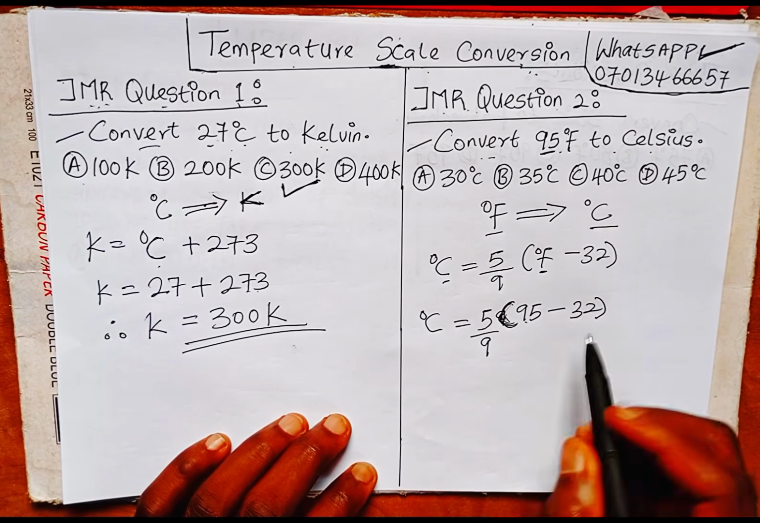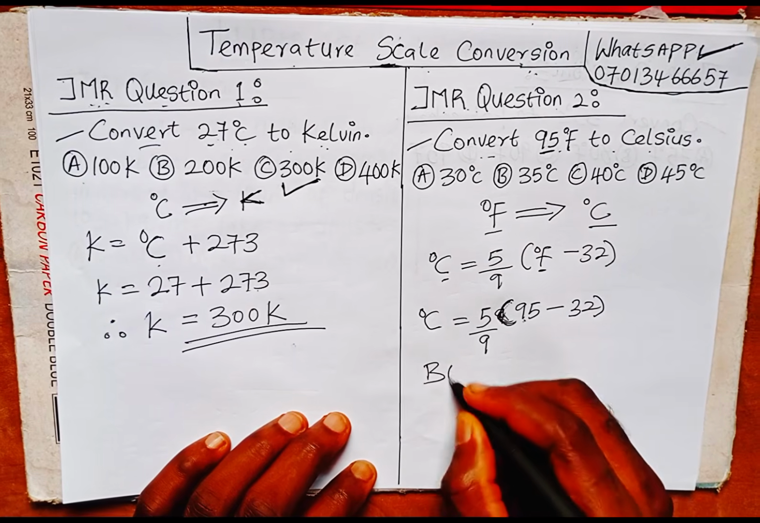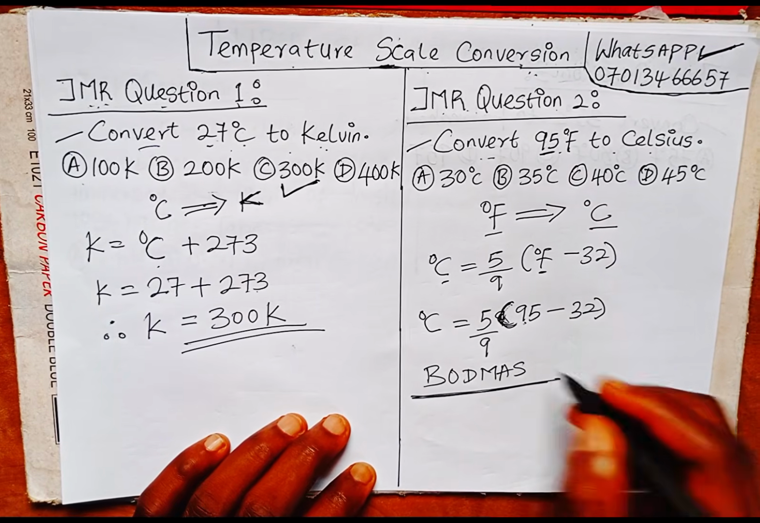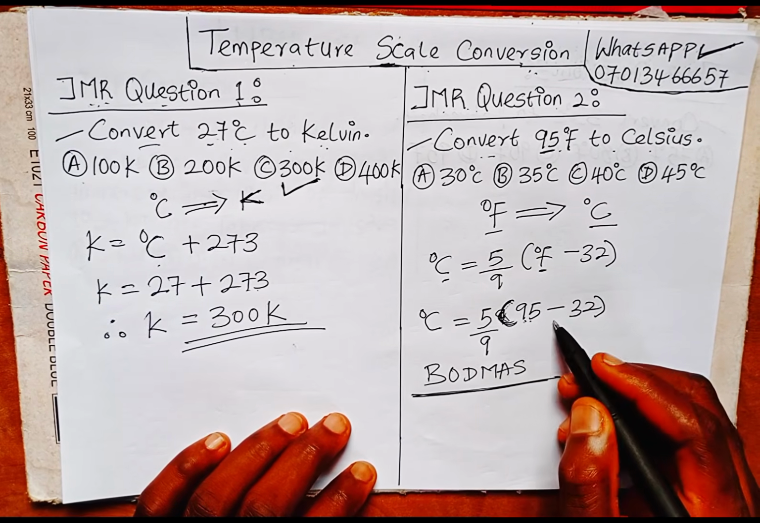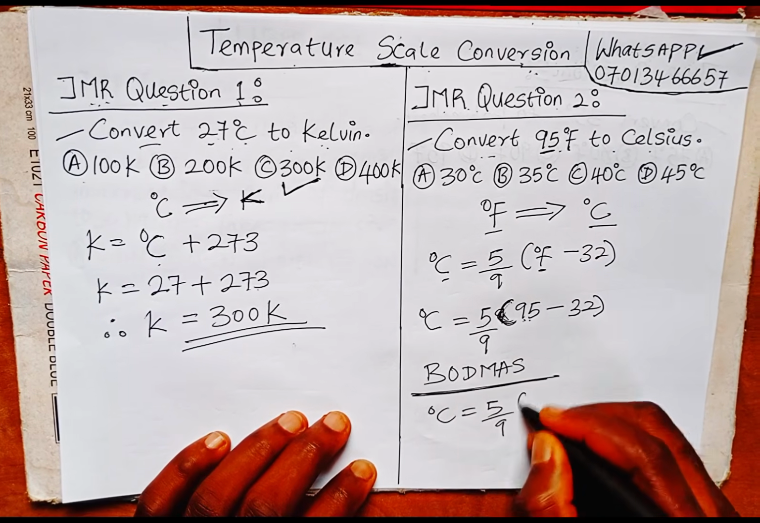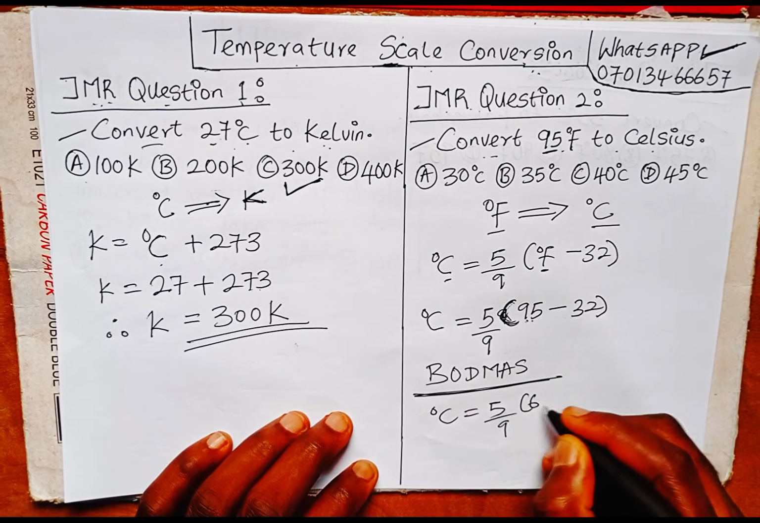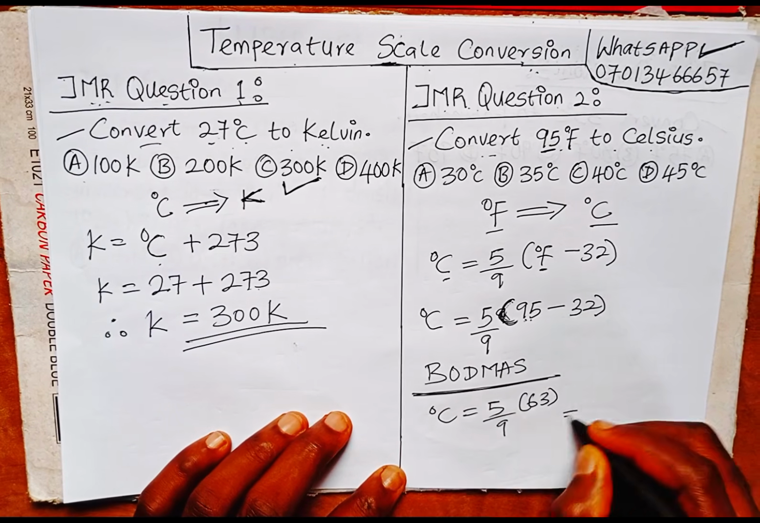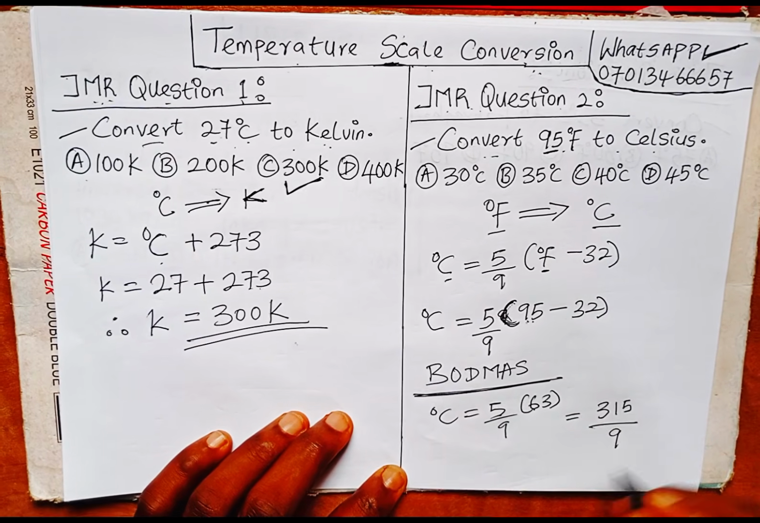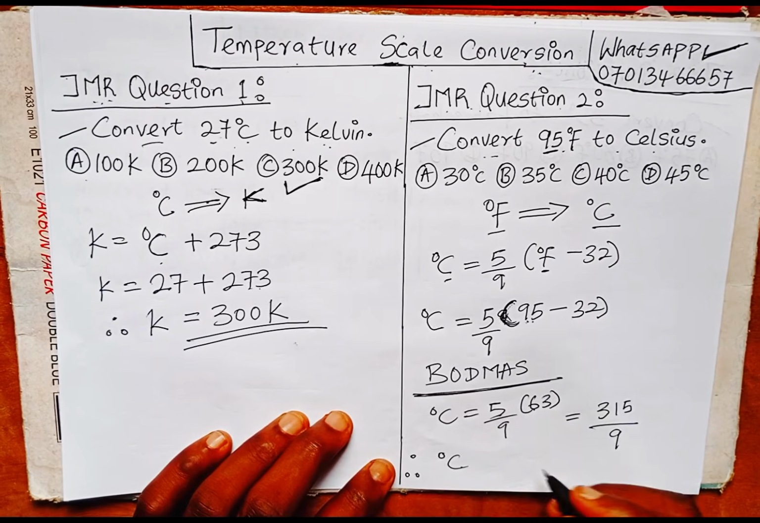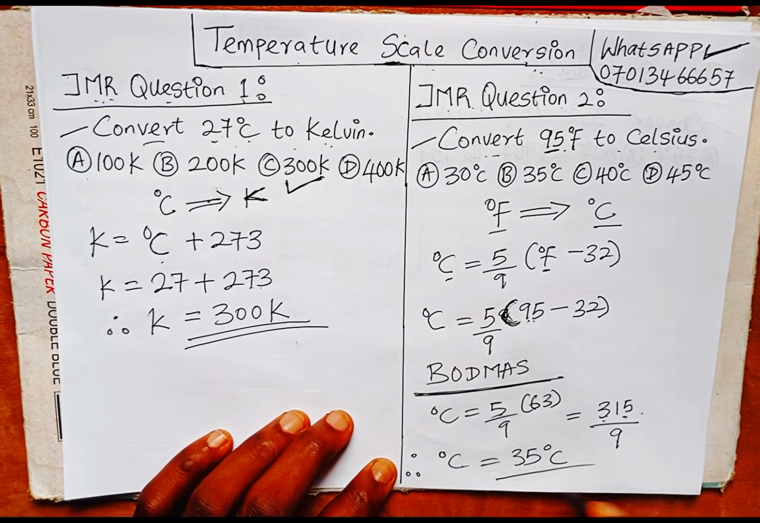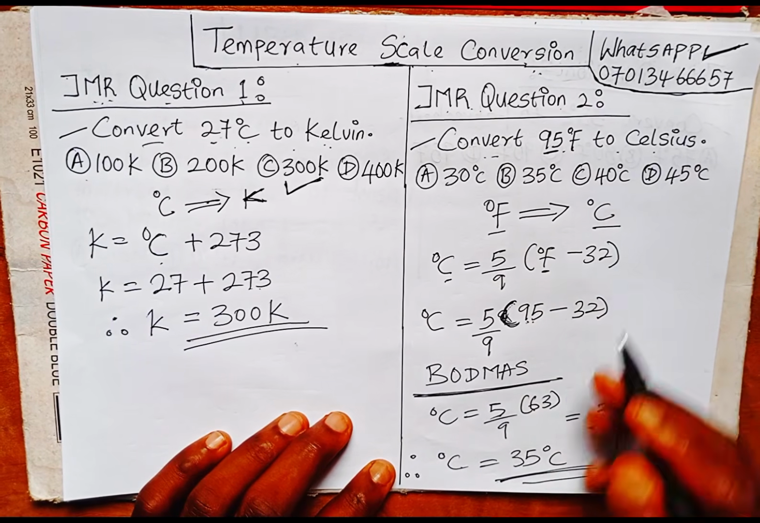First of all, we solve the brackets. Remember BODMAS: brackets, order, division, multiplication, addition, and subtraction. Applying BODMAS, when we solve the bracket we get 63. Degrees Celsius is equal to 5/9 times 63. 5 times 63 gives us 315 over 9. 315 divided by 9 gives us 35 degrees Celsius.